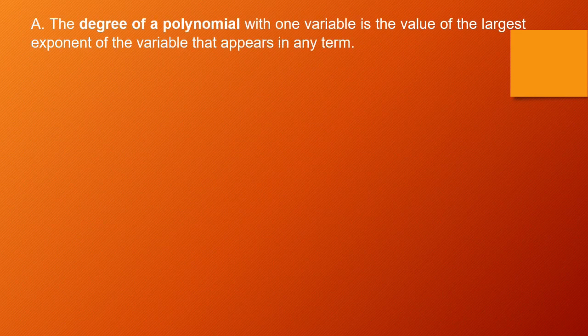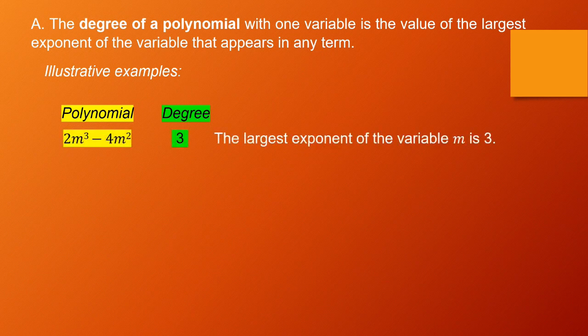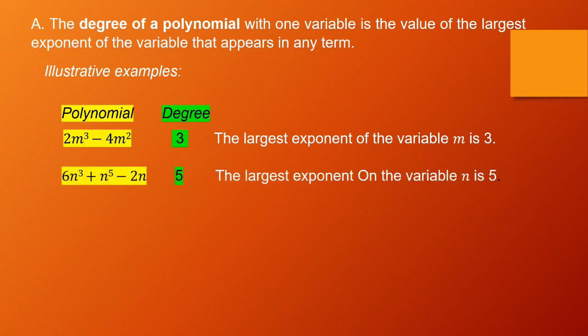The degree of a polynomial with one variable is the value of the largest exponent of the variable that appears in any term. Example, in the polynomial 2m³ − 4m², the degree is 3. The largest exponent of the variable m is 3. And example number 2, 6n³ + n⁵ − 2n. The degree of the polynomial is 5. The largest exponent of the variable n is 5.